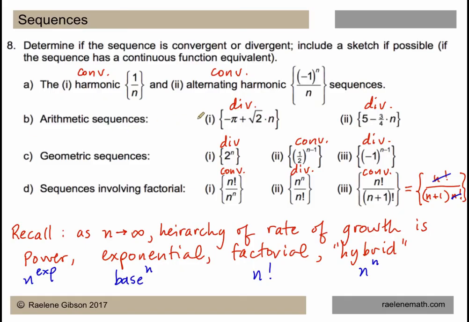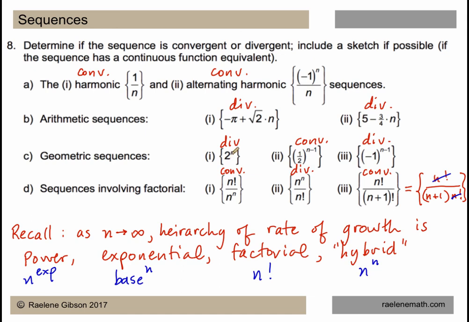The same thing is true for the first one. We have a slope of √2 and we have a y-intercept of -pi. The slope is positive, and so the first sequence is an increasing linear sequence. a_n approaches infinity as the input n approaches infinity.